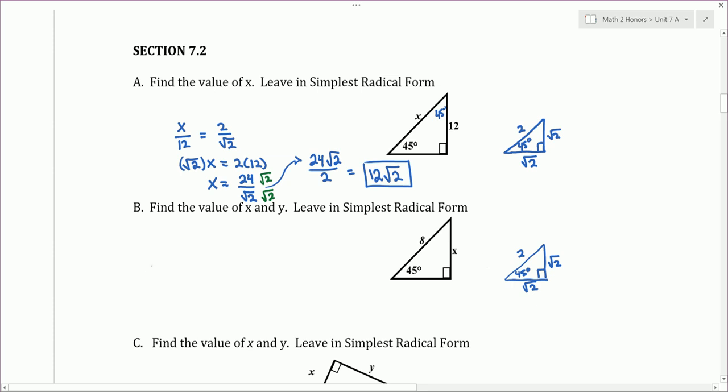I'm going to write x over square root 2 is equal to 8 over 2. This proportion also works, and I like this one because I can divide the 8 and the 2. And I get x over square root 2 equals 4 over 1. And then when I cross multiply, I end up with 1 times x equals 4 times the square root of 2.